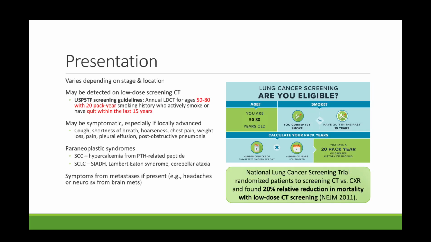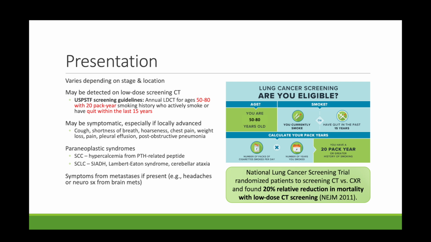Ideally, lung cancers would present to us on screening CT scans. We know that the risk of lung cancer is very high in our population, and so there are screening guidelines from the USPSTF for patients that have a smoking history. So the guidelines were updated in 2021, and the most updated guidelines recommend an annual low-dose screening CT scan of the lungs for patients ages 50 to 80 years old who have a 20-pack year smoking history and are either active smokers or have quit within the last 15 years.